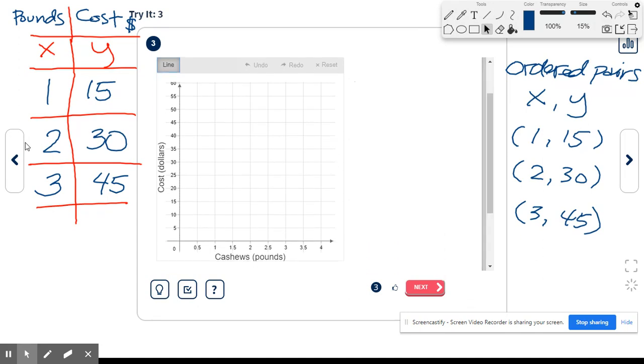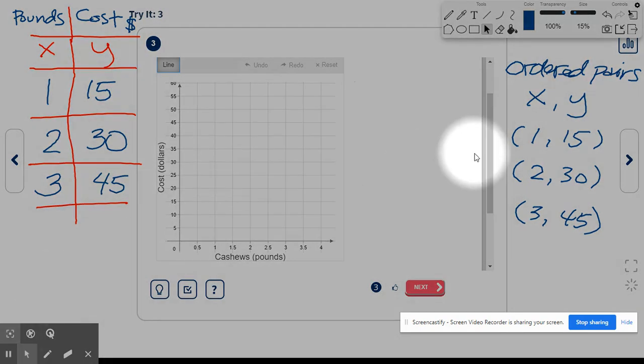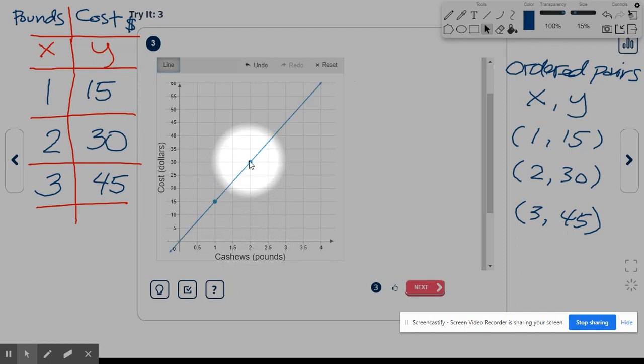First, let me use the focus button. 1 and 15. So x is 1, this is the cashews, and y is 15. You go up 15, and that's your dot. 1 pound costs $15. Now 2 pounds costs $30. There we go. And Big Ideas automatically connects the line for you. I'm not even done plotting the third ordered pair.